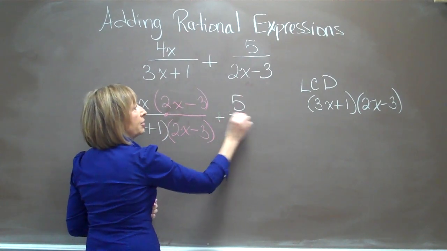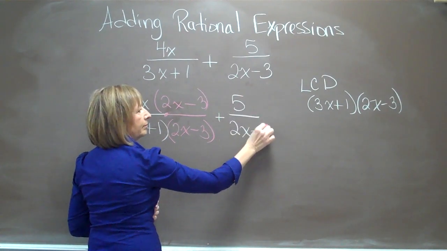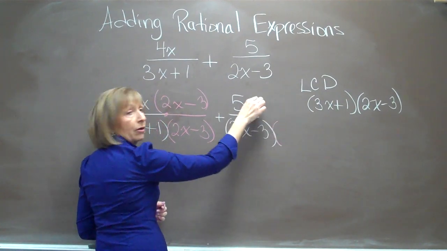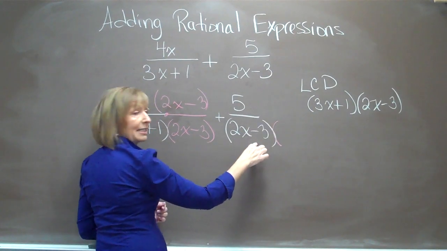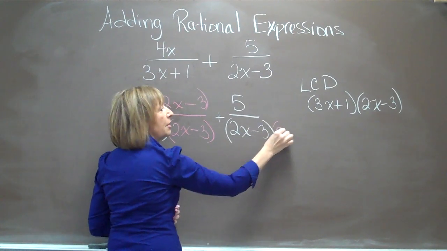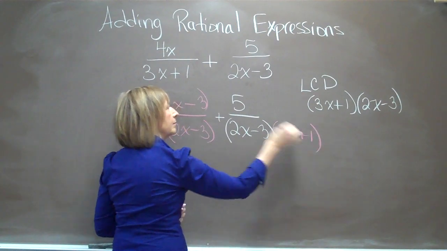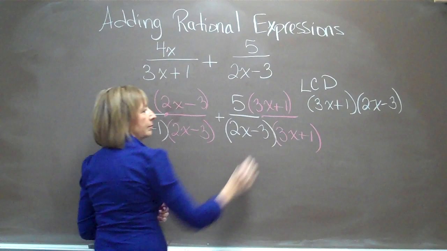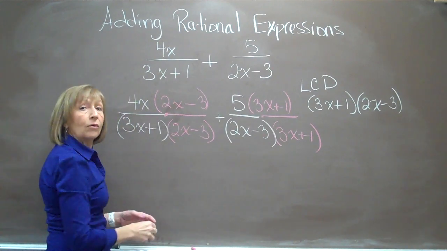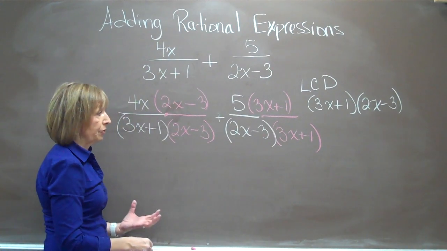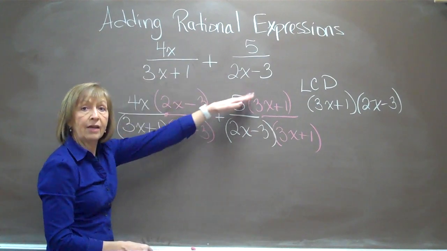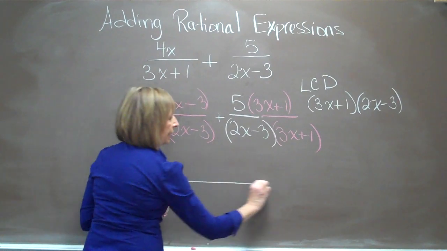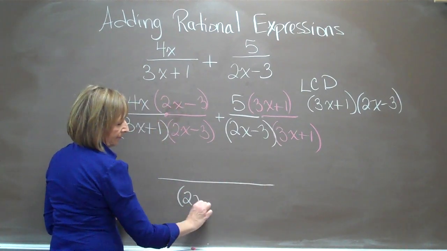The second fraction needs to be multiplied in the denominator and the numerator by the factor its denominator doesn't have, which is the 3x plus 1. Now, to carry out the addition of these two fractions, I want to add together the numerators and keep the common denominator. So we're keeping the common denominator.